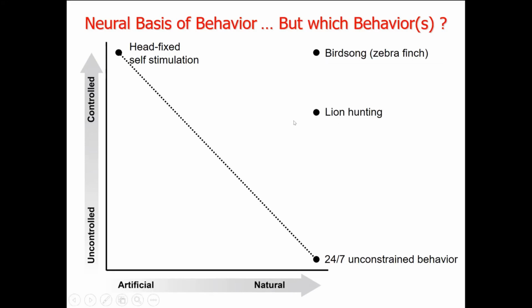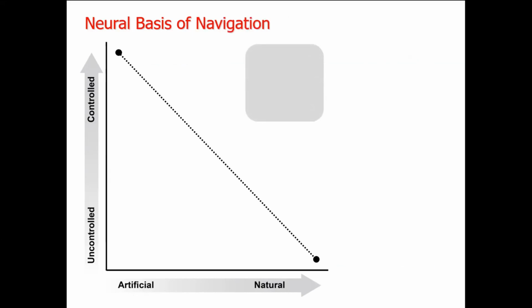And then maybe the lion hunting is somewhere here, also very natural, but a bit less controlled. And there are many examples like this. Hunting behaviors in bats, many social behaviors. There are many, many examples that are natural, at least to a large degree, but also controlled to a reasonable degree because the animal is repeating the same behavior over and over. So I would like to argue today that this is the sweet spot or sweet area where we as neuroscientists should try to go to. In the neural basis of navigation that I'm studying, this is the direction that we are going now.